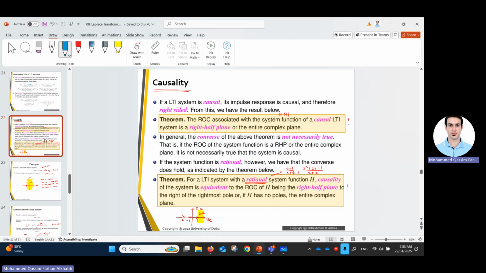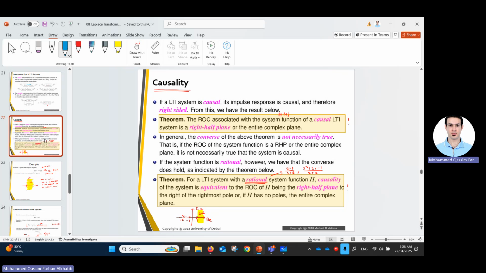All right. Now, regarding system properties, we'll focus only on causality and BIBO stability. BIBO stability is bounded input, bounded output. And we've seen that for stability, we check the poles. If they are on the left side of the s plane, then the system is stable.